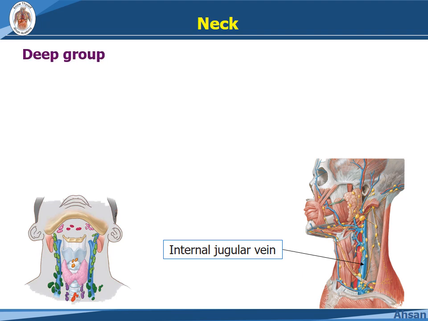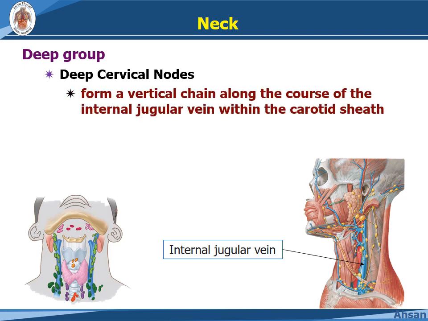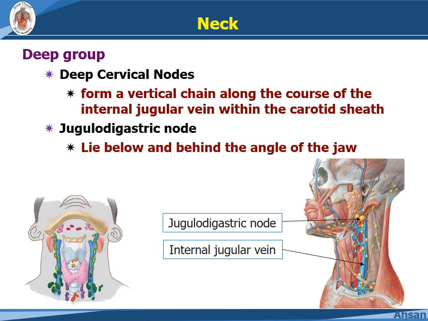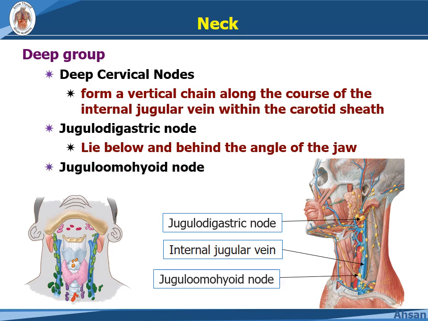In the neck, a series of deep groups are present. Say this is the internal jugular vein. The remaining group of lymph nodes are observed alongside this vein. The deep cervical nodes form the vertical chain along the course of the internal jugular vein within the carotid sheath. The jugulodigastric node, shown in the diagram, lies below and behind the angle of the mandible. Jugulo-omohyoid: a few lymph nodes are very large, and they lie on the omohyoid muscle.